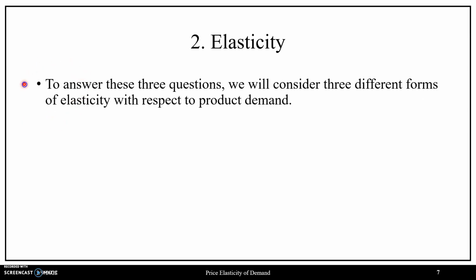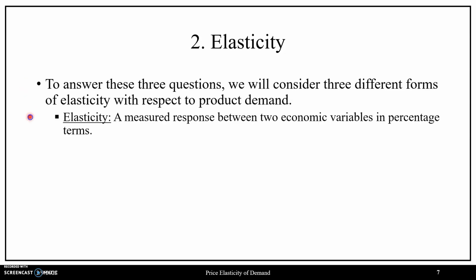In order to answer these three questions, we will consider three different forms of elasticity with respect to product demand, where elasticity is going to be a measured response between two economic variables in percentage terms. Mathematically, elasticity is equal to the percentage change in Y divided by the percentage change in X. Observe that elasticity then is just the slope formula but given in percentage terms, in that we have the change in Y divided by the change in X, the standard slope formula, but now we're just putting it in percentage terms.